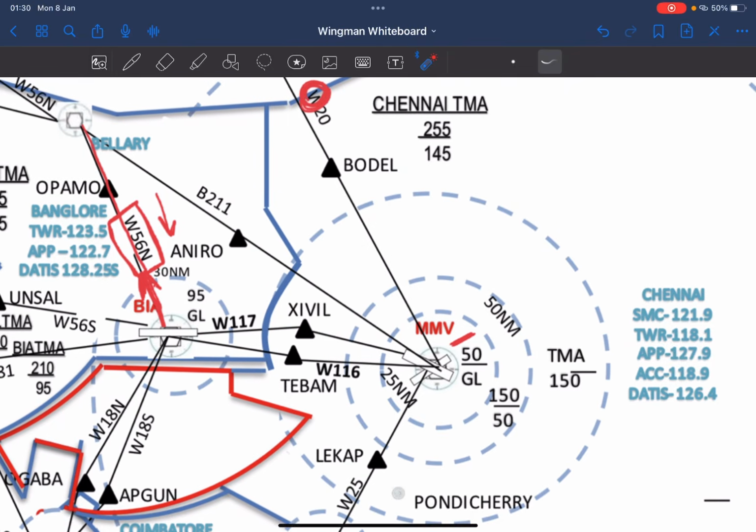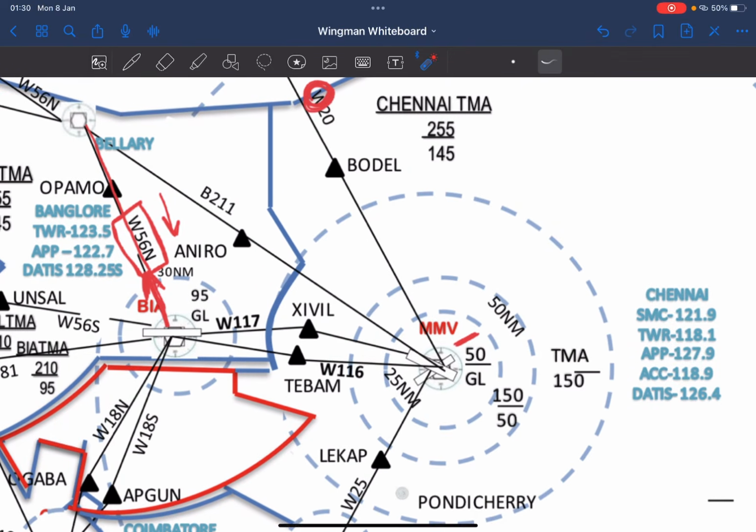Now, one other very quick way of noticing is that the frequencies will be written. Chennai has a surface movement control with its frequency. It has a tower, so you have the tower frequency, it has an approach, and it has an area control also, which is why you have an area control frequency.